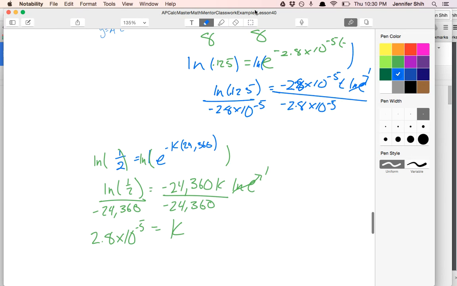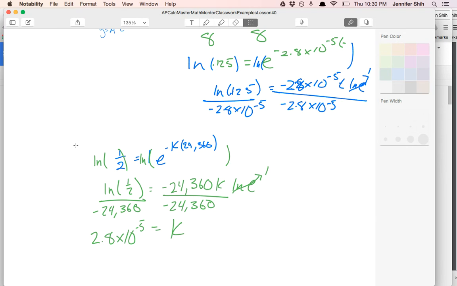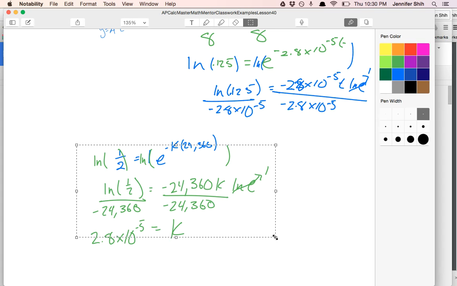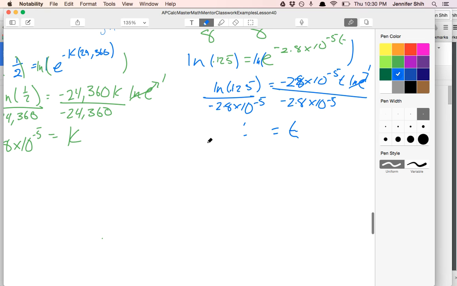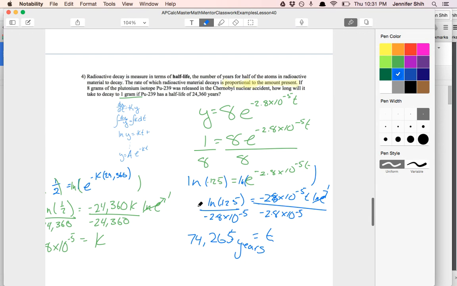The number that you're going to get at the end, if you punch this into your calculator, is 74,265 years. This is in years, in order for us to go from 8 grams to 1 gram. 74,000 years. Okay, that was the last example.